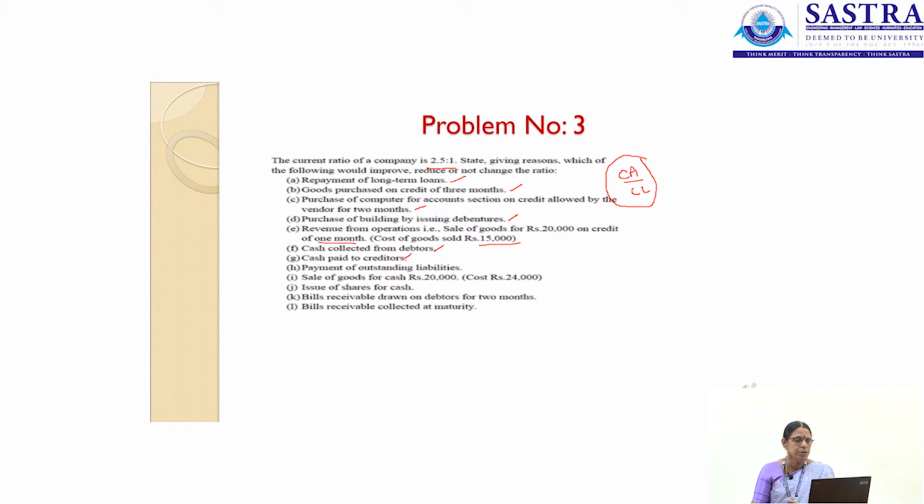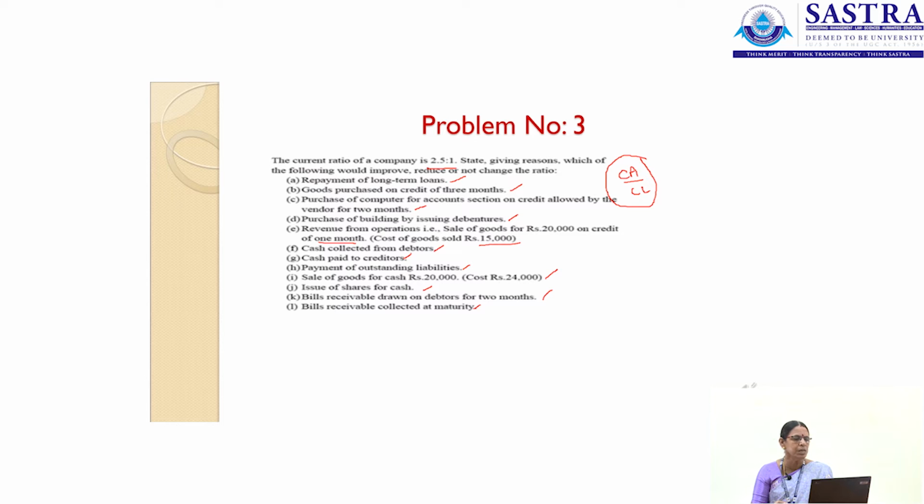Then we have payment of outstanding liabilities. Outstanding liabilities being a current liability will decrease. Again cash will decrease, the current asset component. Then sale of goods for cash and then cash will increase. Issue of shares for cash. Cash will increase and your capital will also increase. Bills receivable drawn on debtors for 2 months. So when we have the bills receivable drawn, your debtors is going to decrease and your bills receivable is going to increase. Bills receivable collected at maturity. Bills receivable is going to decrease and your cash will increase.